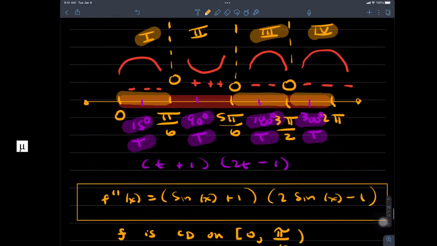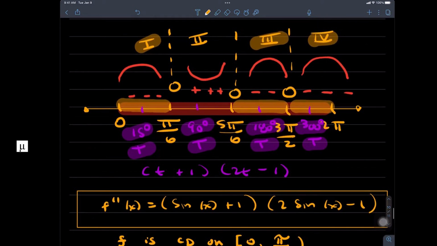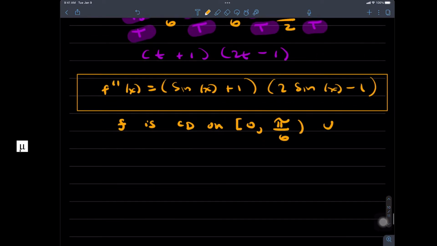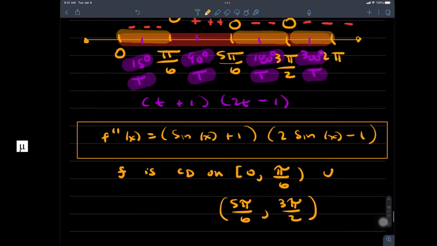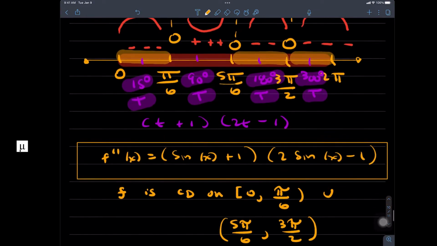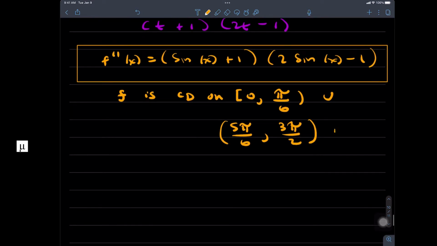And then how do we describe that? That's region 1. We've got to go from 5 pi over 6 to 3 pi over 2. So we're going to have to union 5 pi over 6 to 3 pi over 2. And this is open-ended on both sides, because at the endpoints it's 0. That's not negative. And then finally, the last one would be union 3 pi over 2 all the way up to and including 2 pi.